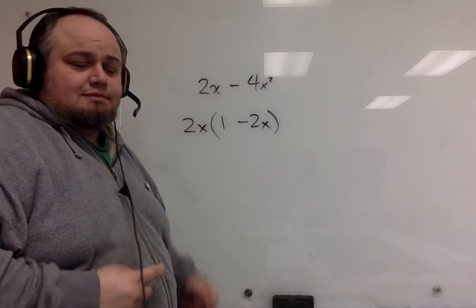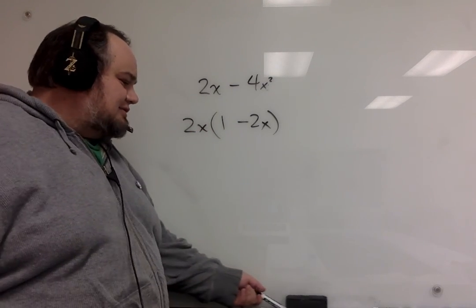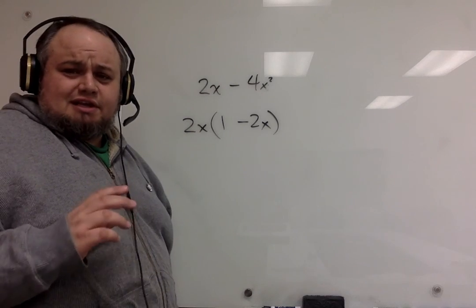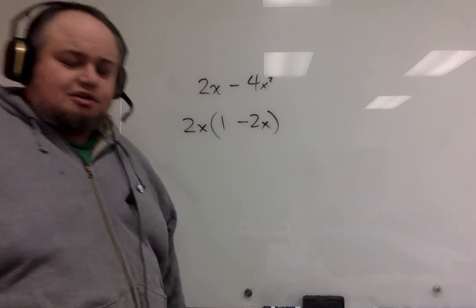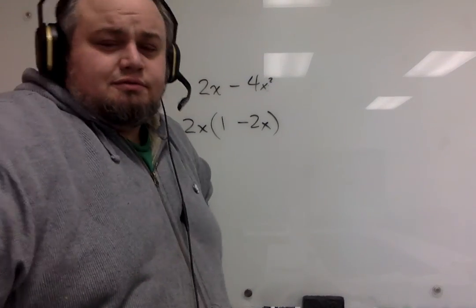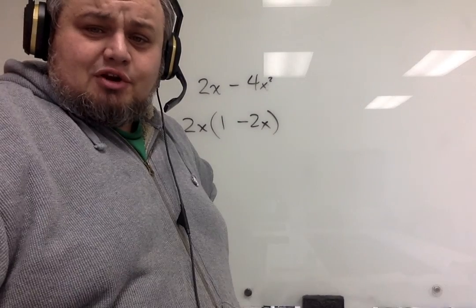It's very important. All right, so there's some examples, both easy and difficult, that you can take a look back at if you need to. We're factoring out common monomial factors.